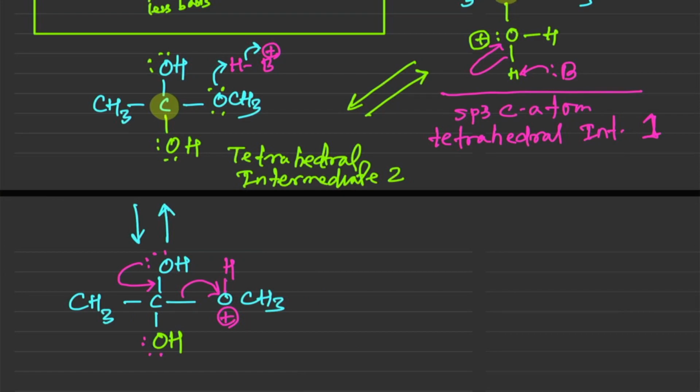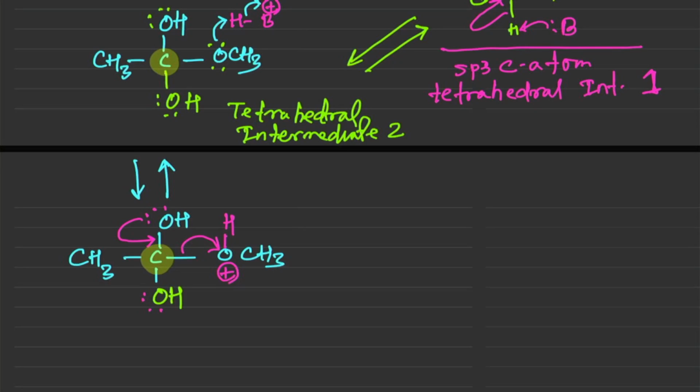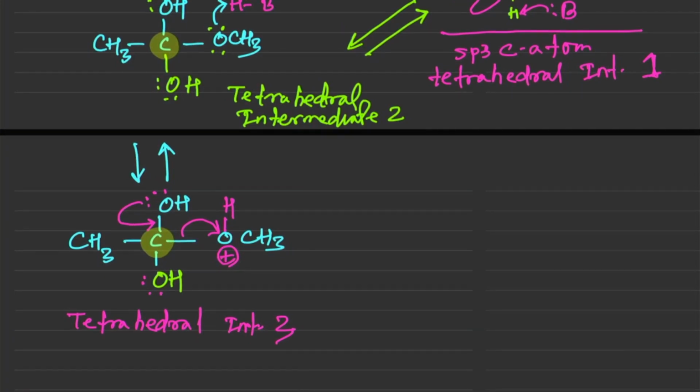Okay, so this is how the mechanism works. You want to neutralize the positive charge on oxygen by breaking this bond, so these 2 electrons move to oxygen. To maintain the octet on this carbon atom, one of the lone pairs from oxygen will move here. And you notice the carbon atom is still tetrahedral. So this is tetrahedral intermediate, sorry, not 2, 3. Tetrahedral intermediate 3.